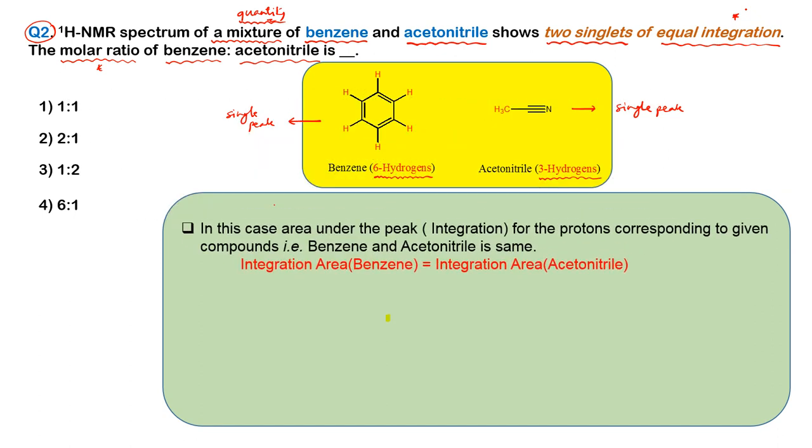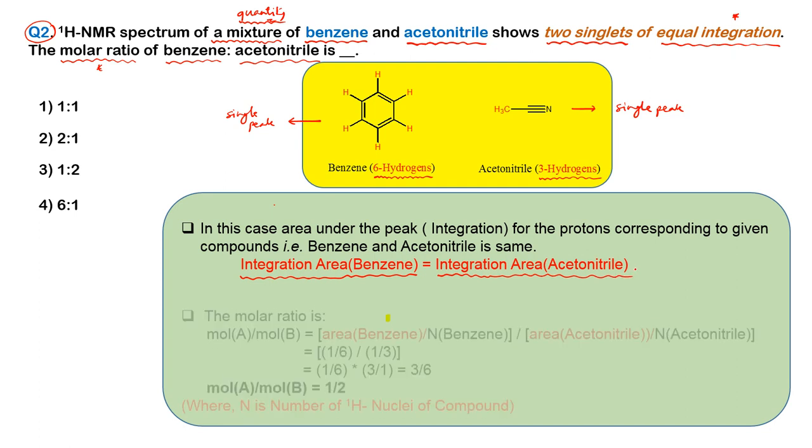The area under the peak, which we call the integration, is directly proportional to the number of nuclei that are absorbing the frequency. So in this case, the integration area for the benzene and the integration area for the acetonitrile are observed to be the same. Based on this, what kind of information can we gather?